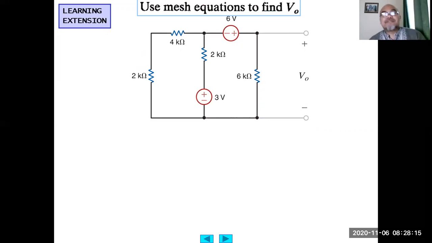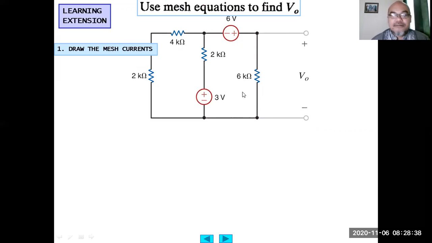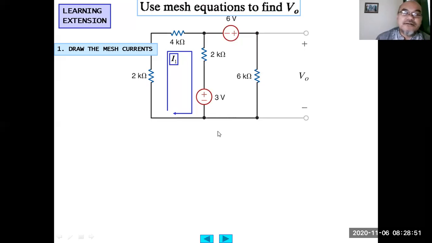Let's do another example. Using mesh equation to find the V output. Here the V output is the voltage across this 6 kilo ohm resistor. There are two independent voltage sources, 6 volt and 3 volt. First is to draw the mesh current. Here we have two meshes, the first mesh on the left and the second mesh on the right. The first mesh has mesh current I1 flowing from this node, through this 3 volt voltage source, then back to the original node.